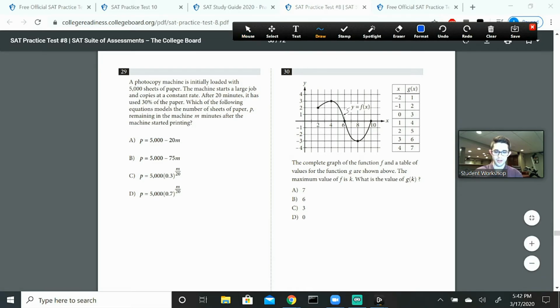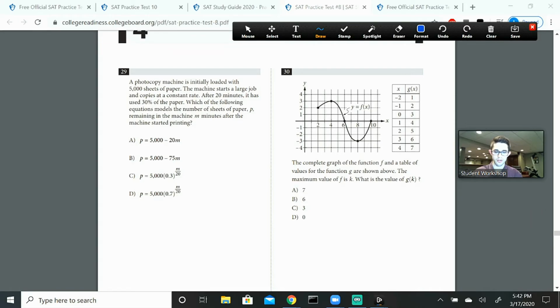So we have this after 20 minutes, it has used 30% of the paper. So 30% has been used up, so that's a 30% decrease. So what we can do is 5,000 times, again, 1 minus 0.3, which is just times 0.7, equals the paper after 20 minutes. So 5,000 times 0.7, you can use a calculator, but if we divide 5,000 by 10, we get 500. Multiply it by 7, we get 3,500.